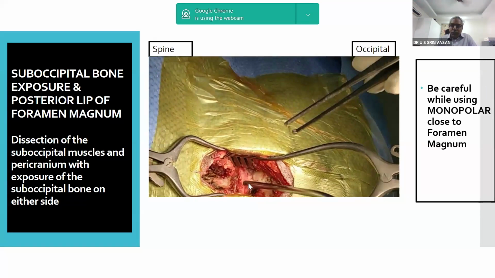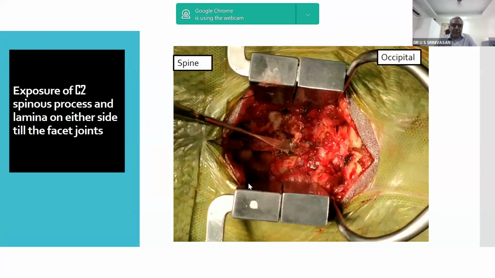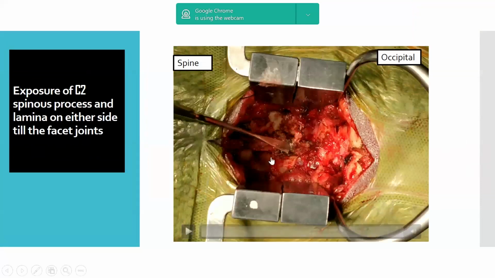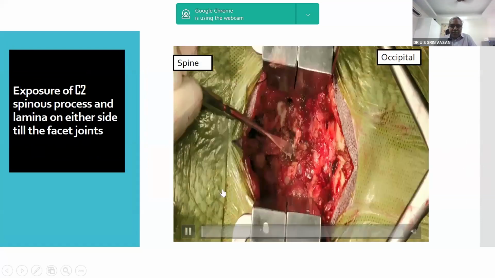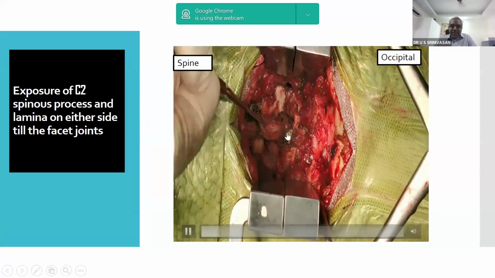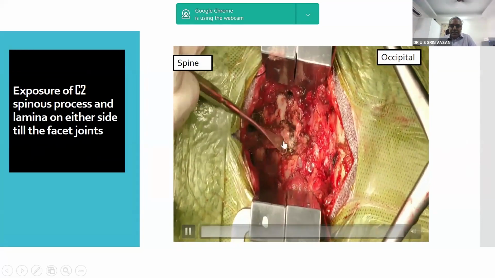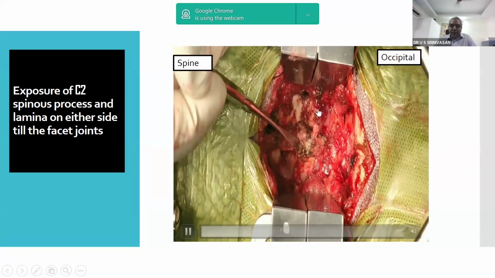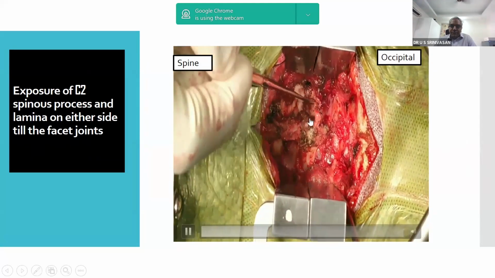Here, be careful while using monopolar close to foramen magnum. Keep it at minimum. Now coming to the exposure, again I go down, expose the C2 spinous process and identify the C2 C3 space. That is most important, and expose the lamina of C2 on both sides.